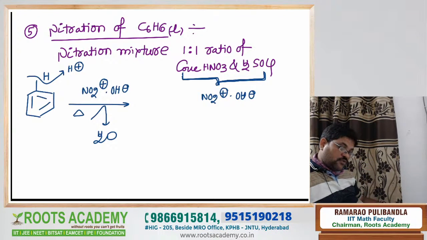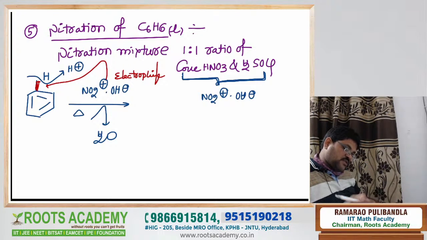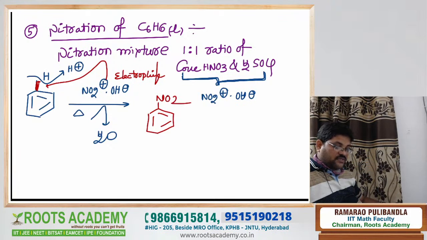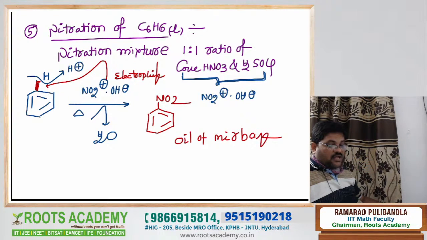Now the NO2+ is an electrophile. The NO2+ electrophile attacks the benzene ring, forming a sigma complex, and you get nitrobenzene. Tell me, student, what did you get? You got nitrobenzene. This is called nitrobenzene.